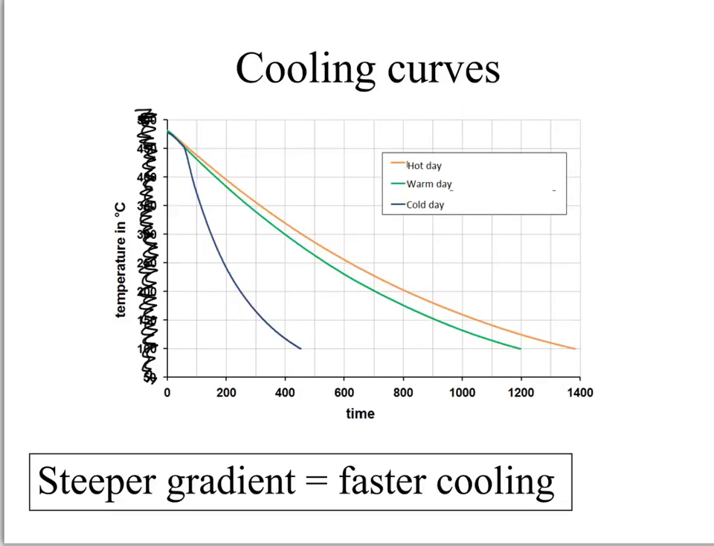The same is true when the temperature of an object is rising. So let's say we have two objects with the same start temperature and the same end temperature. We have two lines here to show how their temperature changes over time. We can see that this one reaches its maximum temperature more quickly because it has a steeper gradient. So again, the steeper the gradient, the faster something heats up, or the steeper the gradient, the faster something is cooling down.